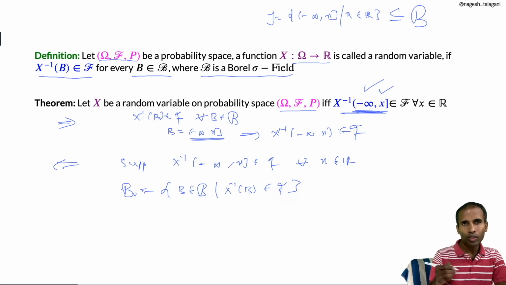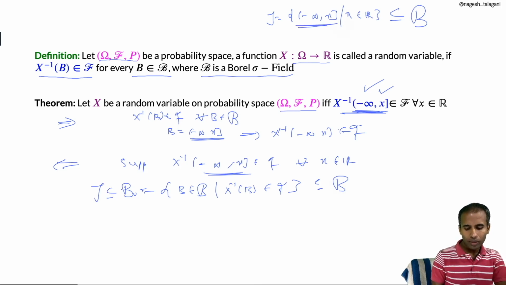So if you want X to be a random variable, the script B naught should be equal to the whole script B, because it should be true for all Borel sets, right? Obviously, so far we know this is a subset of script B. Also we know that all this script J is going to be contained in script B naught. For all these kinds of intervals, this is true. So all these types of intervals will be sitting in script B naught.